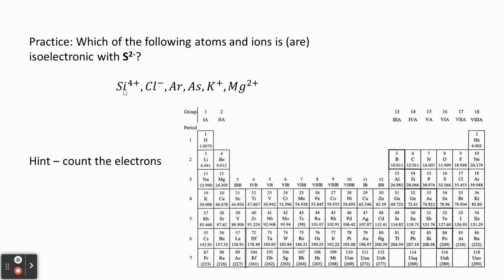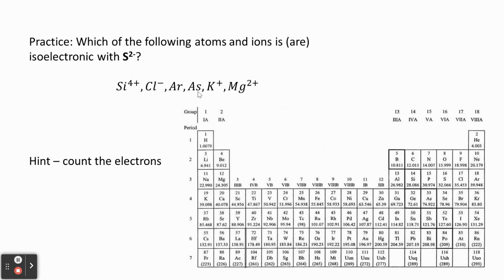Now, if we were to look at silicon with a +4 charge, it has 14 protons in the nucleus and 10 electrons outside the nucleus. That's not isoelectronic because it doesn't have 18 electrons. Chlorine has 17 protons, and if it's a -1 charge, it has 18 electrons. That would be isoelectronic to a sulfide ion. Argon has 18 protons and it's neutral, so it has 18 electrons. It would be isoelectronic to sulfide.